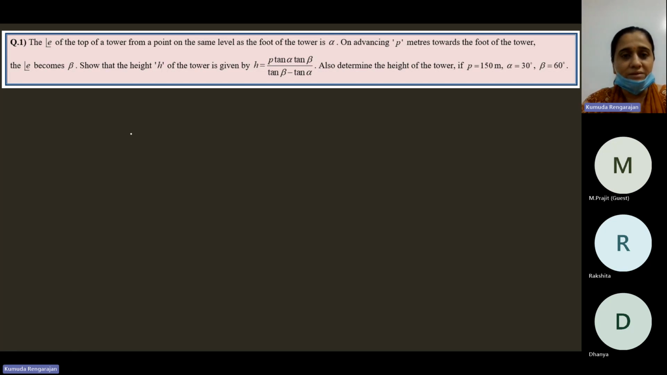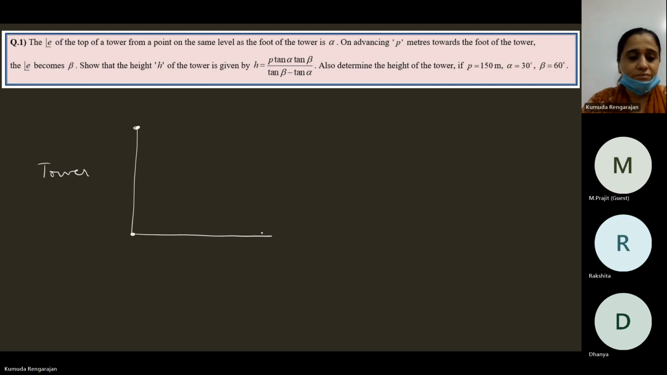Without reading further, we'll just start making the diagram. So there's a tower. Angle of elevation of the top of the tower. This is the top of the tower. This is the foot of the tower. This is the ground. The tower is on the ground. And from some point on the ground, the elevation of the top of the tower. So which is the line of sight, the line segment connecting the eye of the observer and the object observed. So the observer from here is looking at the top of the tower.